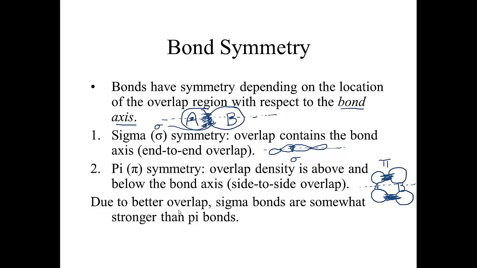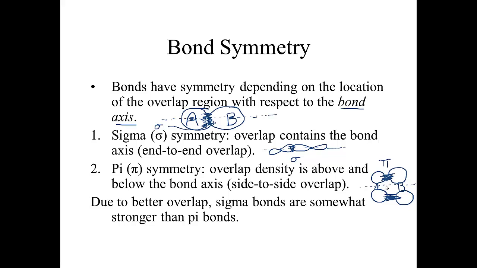Often we can talk about bond strength relative to symmetry. Due to the better overlap, you can see that with this end-to-end overlap you can get a better degree of overlap. The percentage of overlap between these two might be higher. And so that typically means that sigma bonds are somewhat stronger than pi bonds.